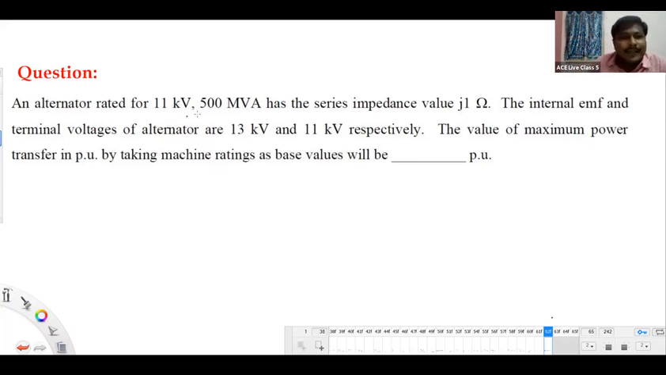Look here. An alternator rated for 11 kV, 500 MVA has the series impedance value j1. Series impedance of alternator is said as j1 ohm. No resistance is given, only reactance value 1 ohm. The internal EMF and terminal voltages of the alternator are 13 kV and 11 kV respectively. The value of maximum power transfer in per unit, by taking machine ratings as base values, will be dash per unit. Kindly observe it.